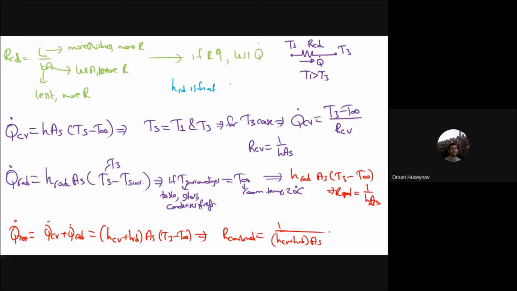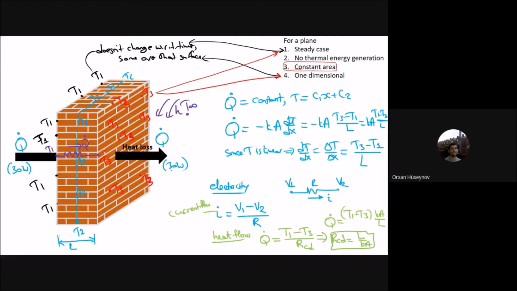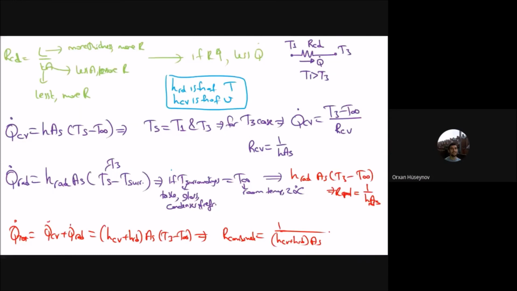And here, the main difference between the h_CV and the h_radiation is that h_radiation is a function of temperature. If the temperature changes, the radiation heat transfer coefficient changes. But h_CV is a function of velocity. If the velocity of the fluid changes, the h_CV will change. This one is a function of velocity, but this one is a function of the temperature. So I have just shown the resistance concept, all of it, for the convection and for the radiation.